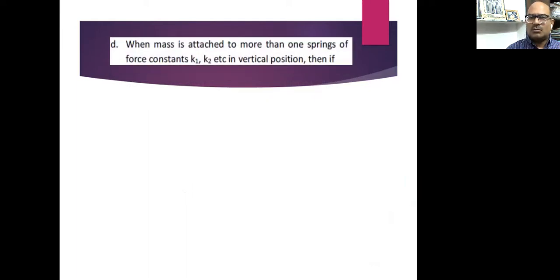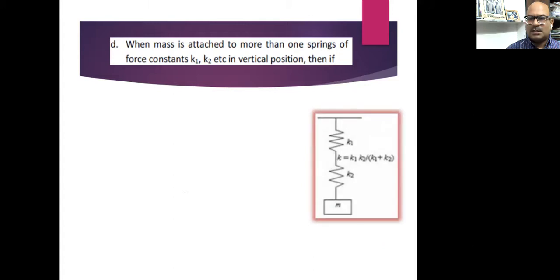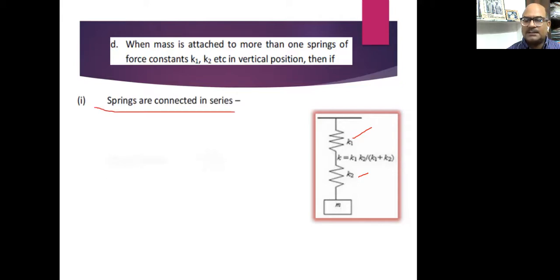Now another case is when mass m is attached to more than one spring. Suppose here, this is the first spring of force constant K1, this is the second spring of force constant K2, and these two are in the vertical direction with the mass attached, but the arrangement is such that the two springs are in series combination. So springs are connected in series. When in series, the force constant is K1 K2 by (K1 plus K2). So this is actually 1 by K is equal to 1 by K1 plus 1 by K2. This is their form.